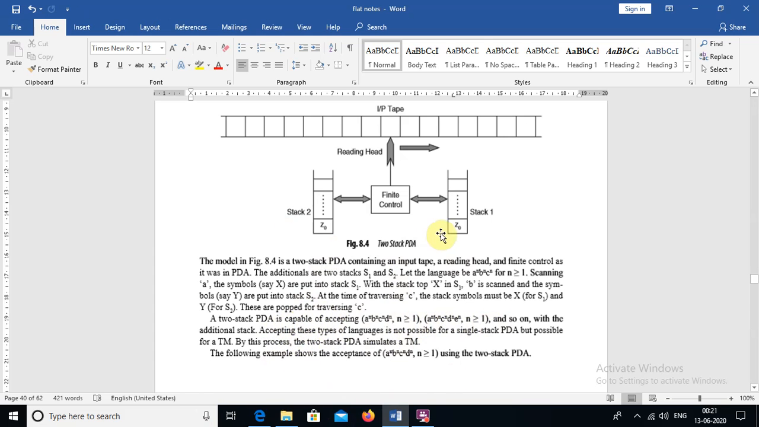Two stack PDA, and these can also be accepted by the Turing machine. So from the previous examples you understand, these kinds of languages are actually accepted by the Turing machine, and that is also possible by the two stack PDA, not a single stack PDA. Okay, so let's go with an example.